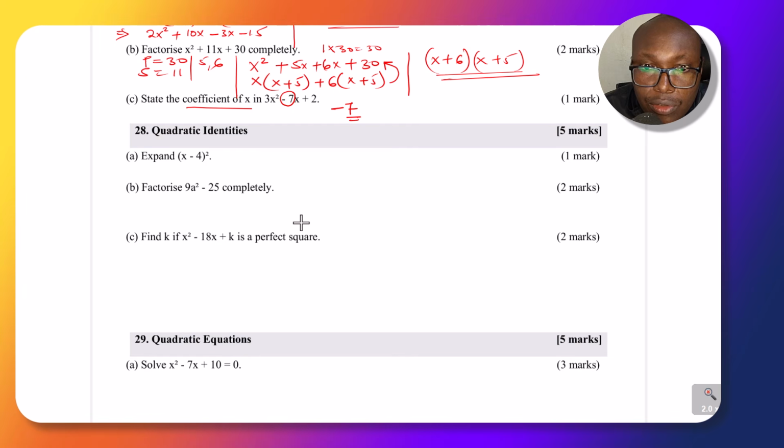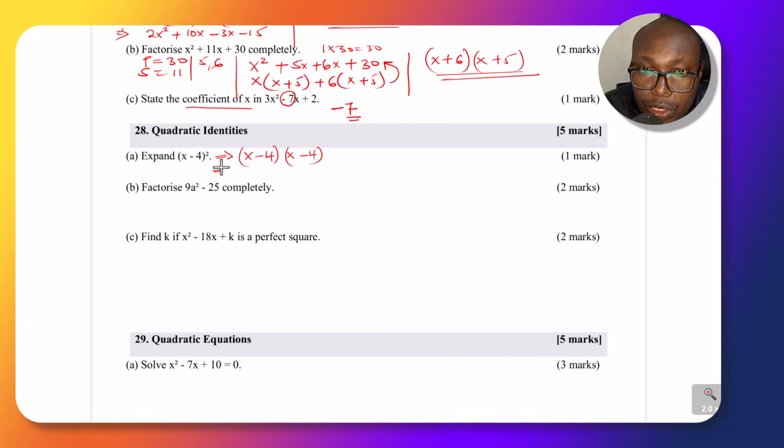Question 28 is a question on quadratic identities. Expand x subtract 4 squared. We need to expand this. So x subtract 4 squared means x subtract 4 multiplied by x subtract 4. That is what we mean by x subtract 4 squared. It is x minus 4 squared.